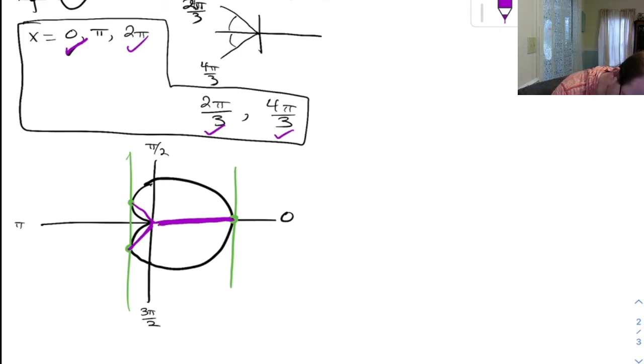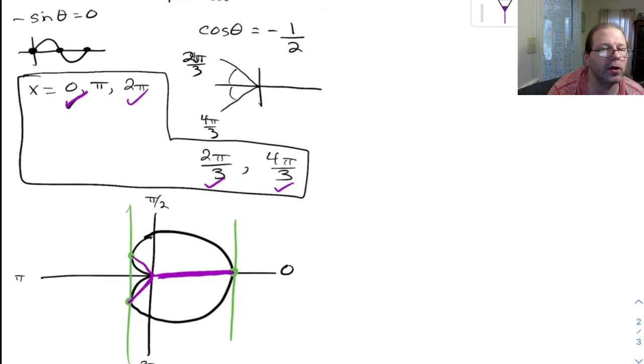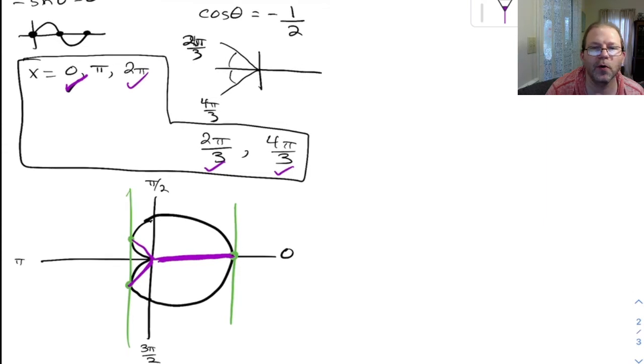And the reason is, over here at pi, sticking out here, that's where the graph comes in and makes this kink. So it doesn't happen there. But we do get 3 or 4, depending on how you count these two guys, places where you get a vertical tangent.